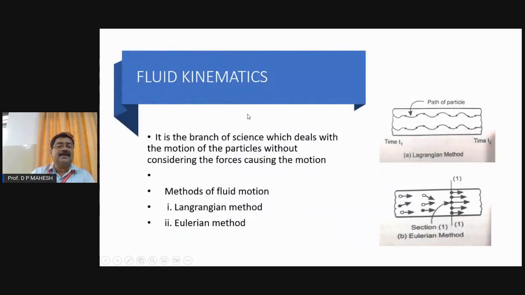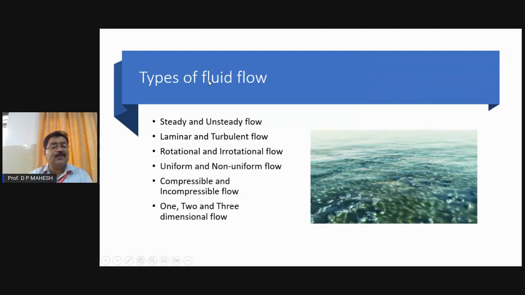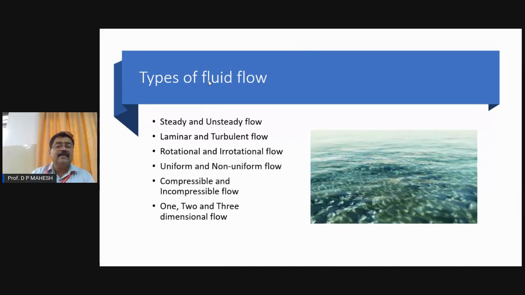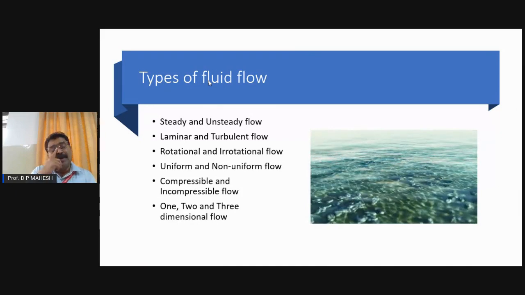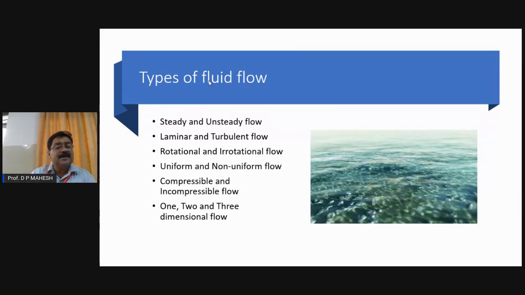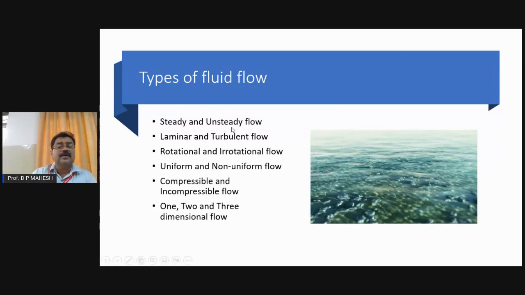Similarly, fluid kinematics. Fluid kinematics is the branch of science which deals with the motion or the movement of the particles without considering the forces causing such motions. So there are methods of fluid motion. They are the Lagrangian method and the Eulerian method. Now coming to the types of fluid flow. The fluids can be classified as steady and unsteady flow, laminar and turbulent flow, rotational and irrotational flow, uniform and non-uniform flow, and compressible and incompressible flow. One dimensional, two dimensional, and three dimensional flow are the various types of fluid flow.